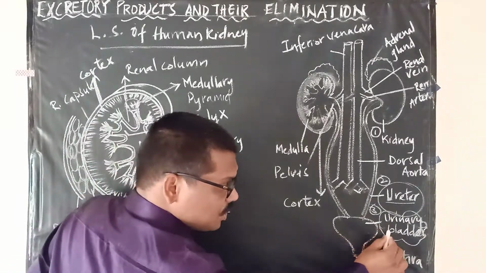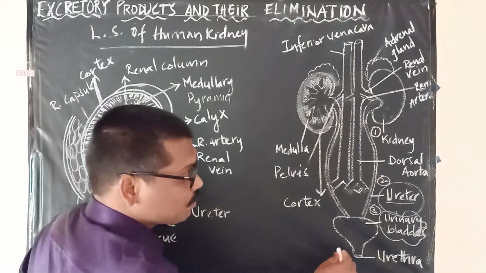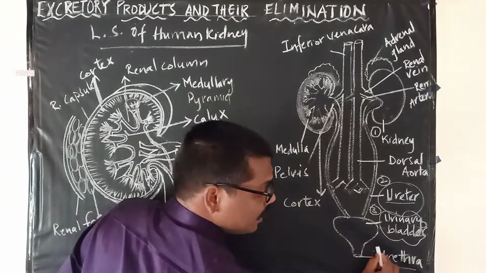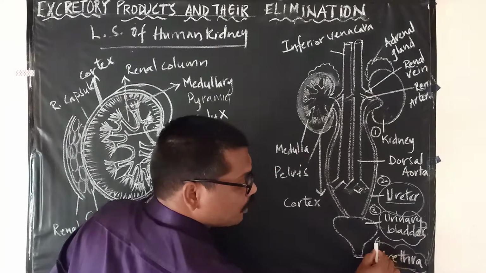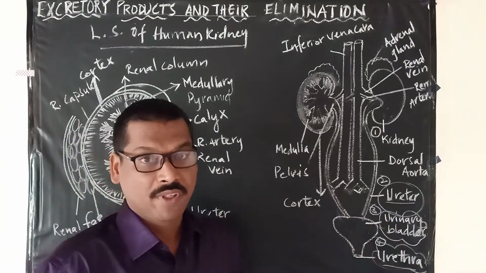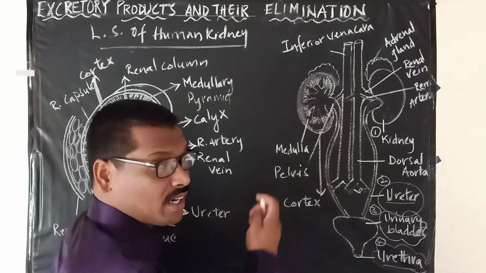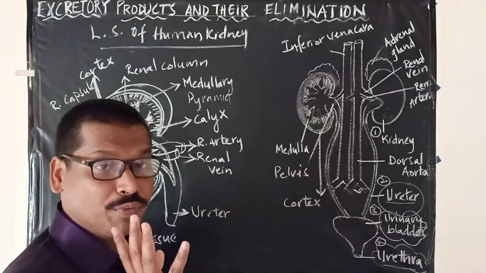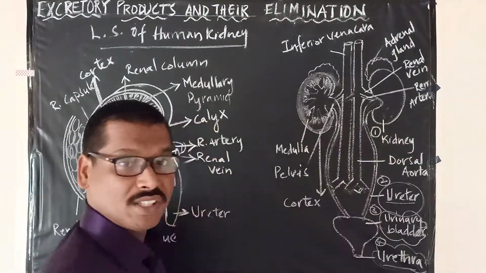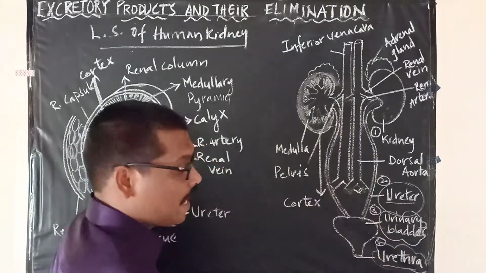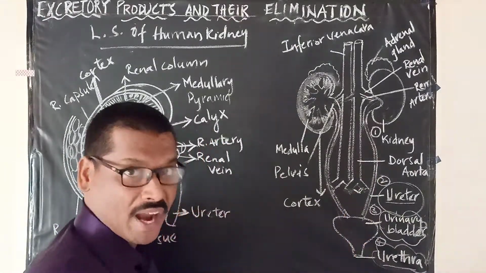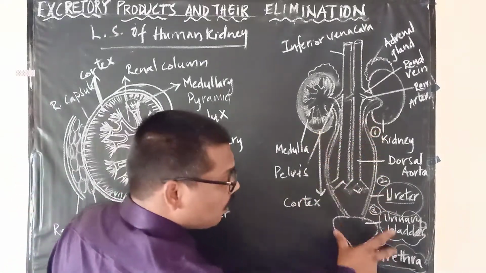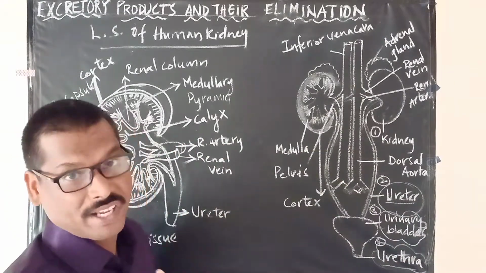And this urinary bladder has a small opening, which we call the urethra. This is the fourth part of the human excretory system. So in the human excretory system there are four parts: a pair of kidneys, a pair of ureters, a urinary bladder, and a small opening that we call the urethra. These are the parts of the human excretory system.